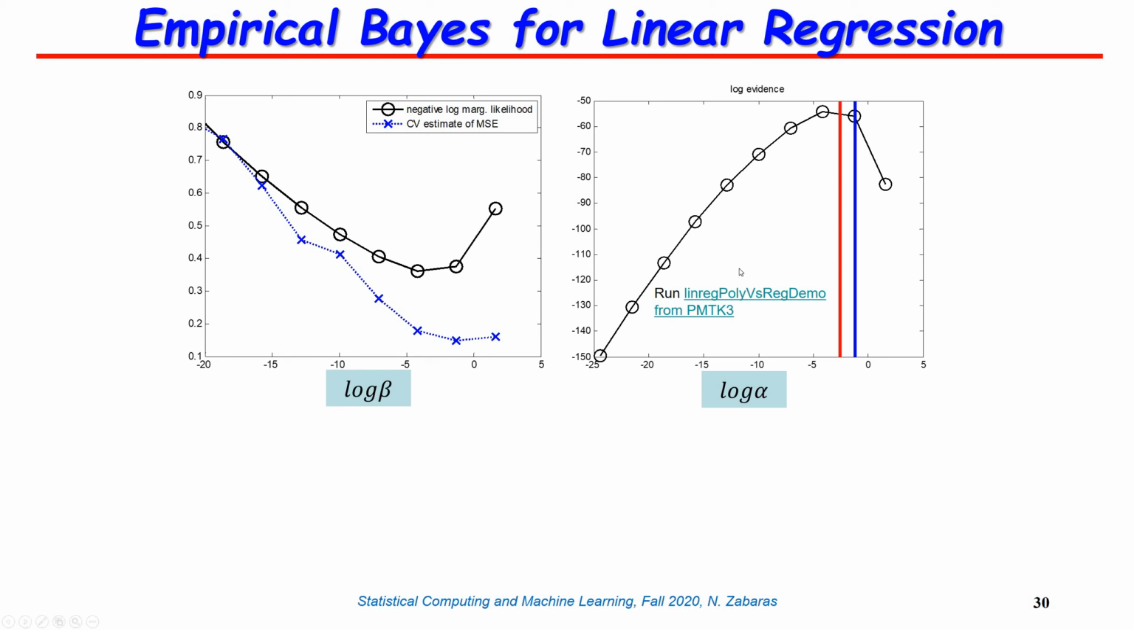And on the picture on the right, again, we see the log evidence for this particular problem versus log of alpha. So you can imagine in this type of optimization problem, you may want to fix alpha, do the optimization on beta, then fix beta, do the optimization on alpha until convergence, or try to do the optimization for alpha and beta simultaneously and see if that process is actually going to work.